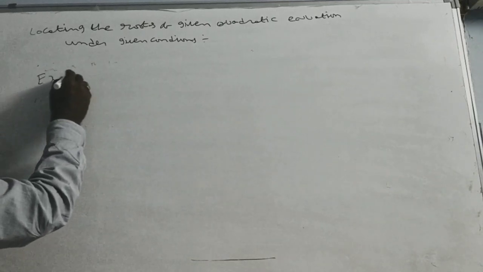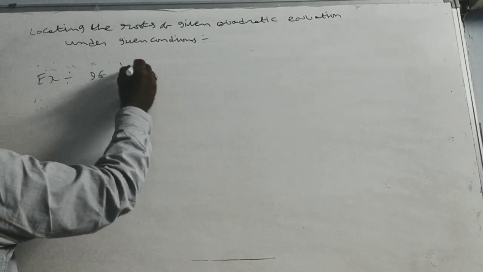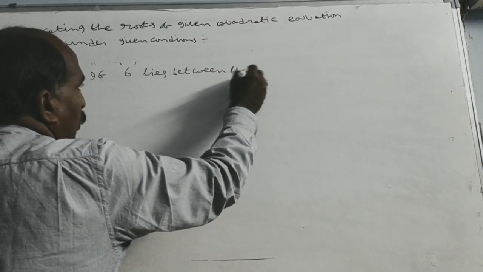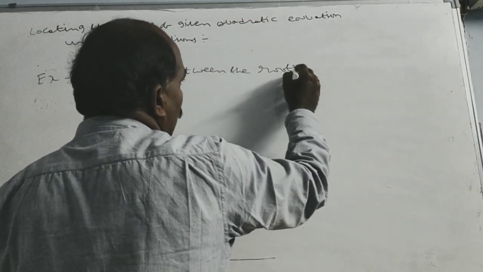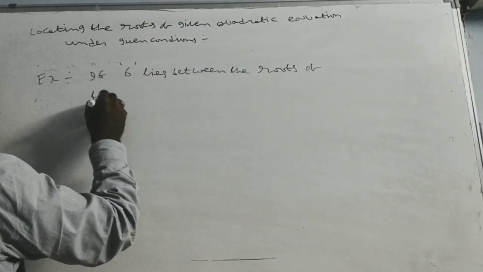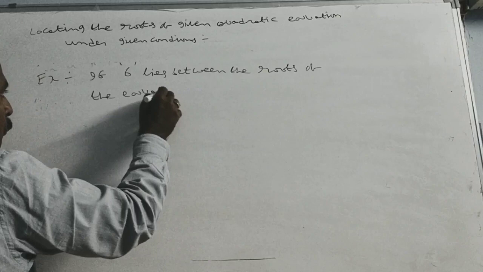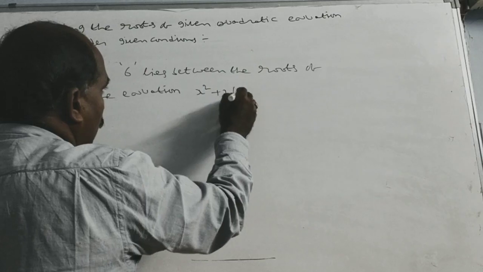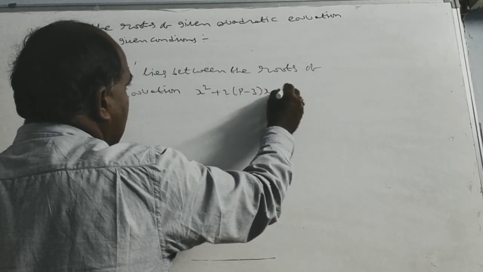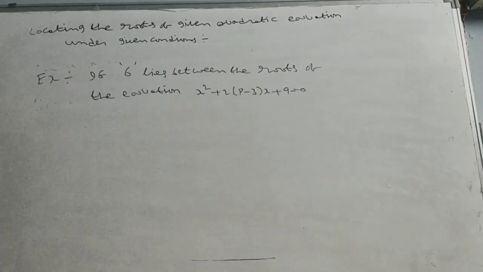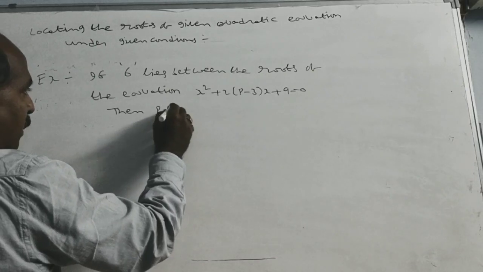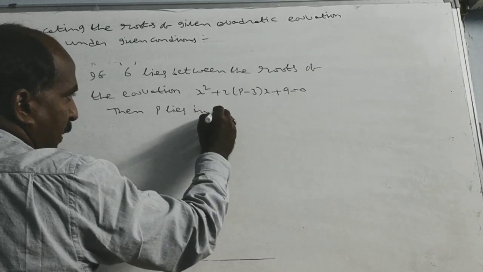If 6 lies between the roots of the equation x square plus 2 into p minus 3 into x plus 9 equal to 0, then p lies in the interval. P lies in which interval?